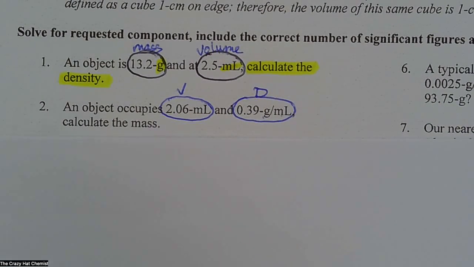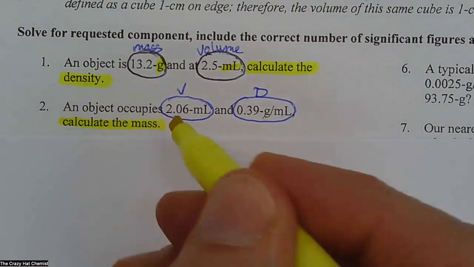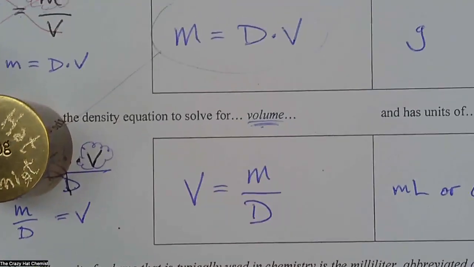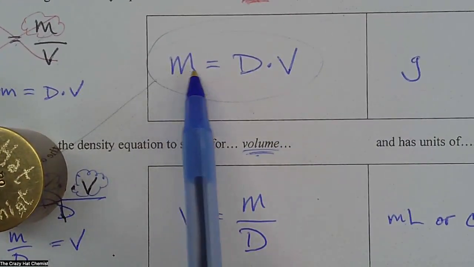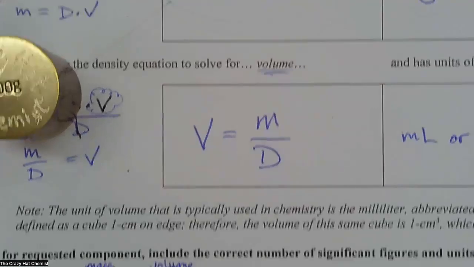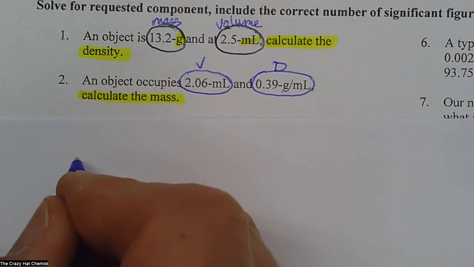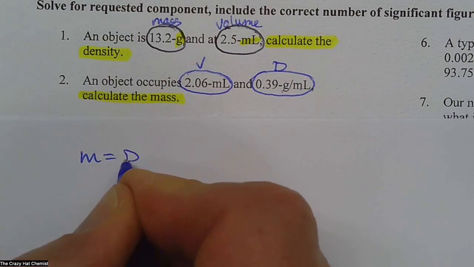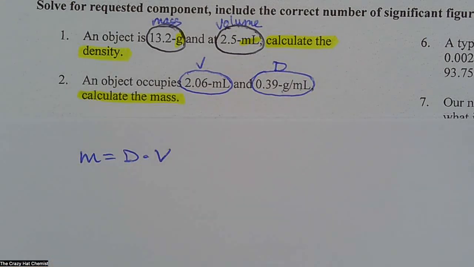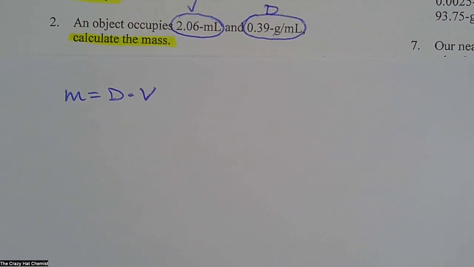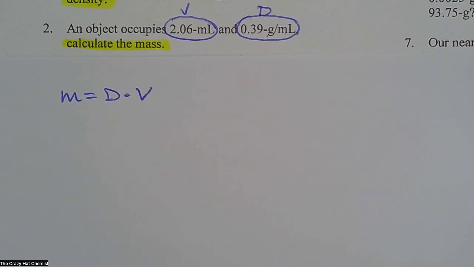And then it says calculate the mass. So that is what I'm asked to solve for. So now I'm going to find the mass equation. What is the mass equation? It's right here. Mass is equal to density times volume. So I'm going to rewrite that mass equation. Mass is equal to density times volume, just like that. Okay, so let's see if we can get just this single problem up here and work on just this one.